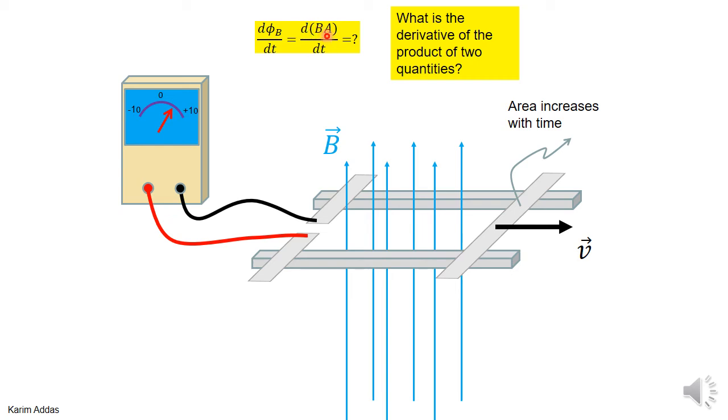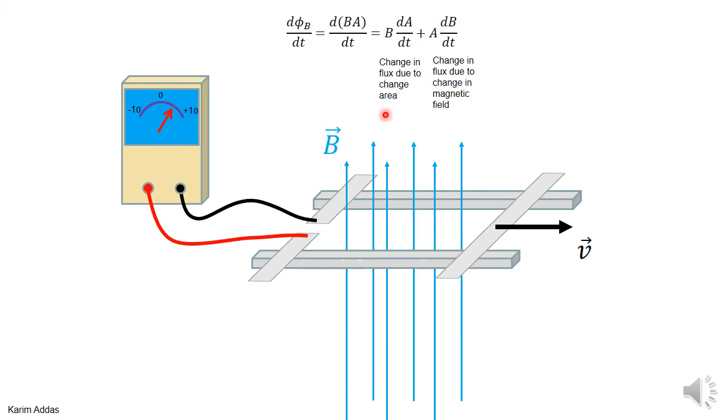B times A is the magnetic flux in this particular example. What's the derivative with respect to time of the product of these two quantities? Well, the derivative is the first times the derivative of the second with respect to time, plus the second times the derivative of the first with respect to time. The product rule. So this term is the term that we took before.